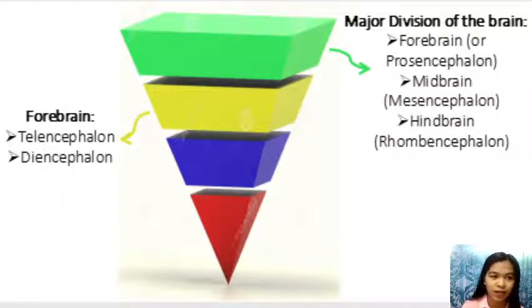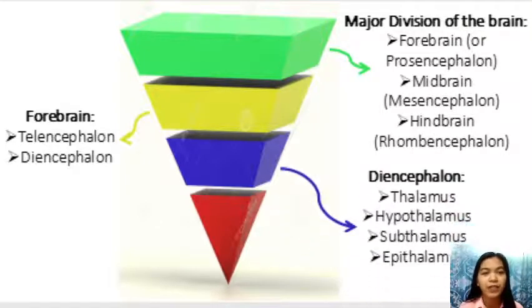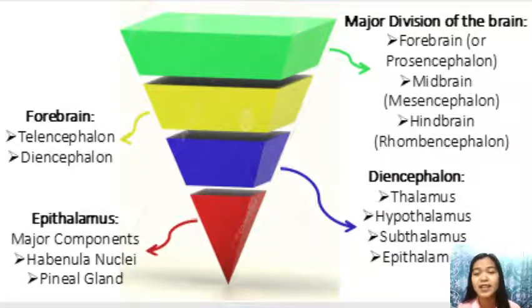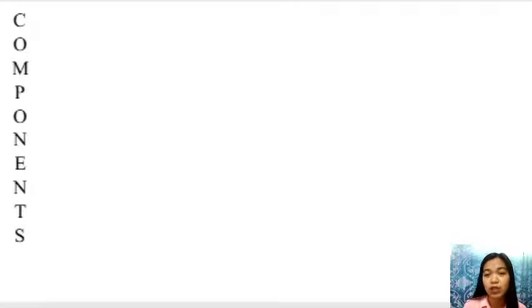Let's talk about the forebrain, which is further divided into telencephalon and diencephalon. Then, as we grow, the diencephalon is further divided into thalamus, hypothalamus, subthalamus, and epithalamus. The epithalamus has two major components: habenula nuclei and pineal gland. So first, let's talk about habenula nuclei.